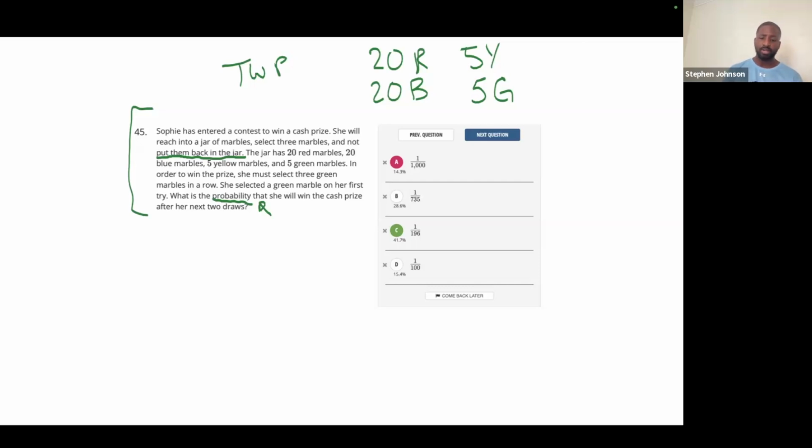I'm going to go with all 3, see what happens, and then if I need to adjust, go from there. So the probability of choosing the first green marble would be, what does she want? She wants a green marble. There's 5 of them. What is she choosing out of? Looks like there's 40 total marbles, right? 20 red, 20 blue, 5 yellow, 5 green. Actually, yeah, that's 50. So 20 plus 20 is 40, plus 5 plus 5 is 10, so 50. So that's 5 out of 50 for her first probability to get the green.